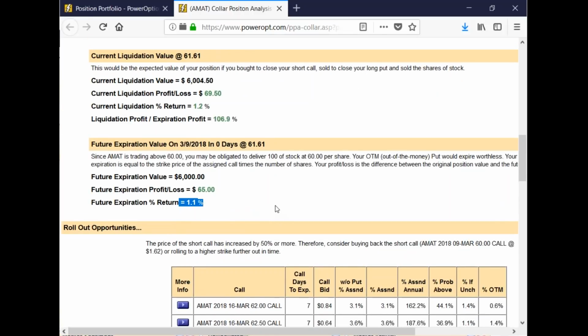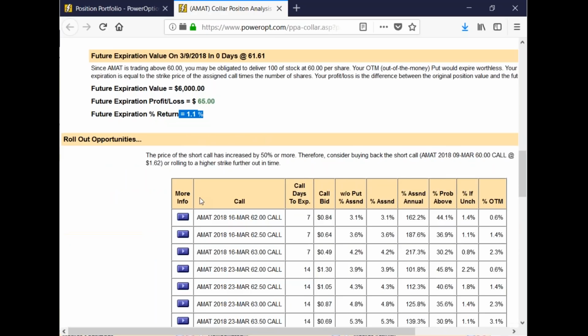To tell you the truth, and I know you do this too, Paul, I'm most likely just letting this get assigned because that was my target goal for this portion, this strategy in my portfolio. 5-day trade, 1.1% return, even though I use the capital. Rather than roll it, I might just take assignment.